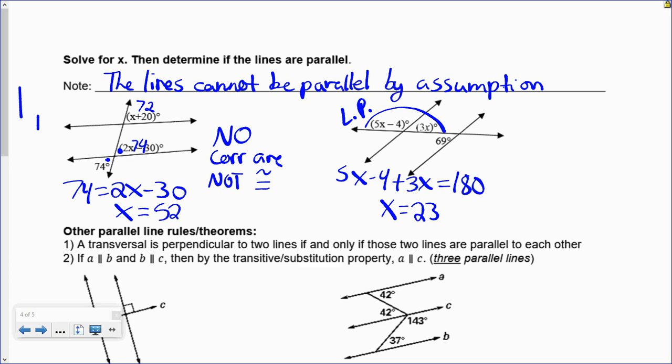Now that I know what x is, how do I verify if lines are parallel? Daniel? Plug into the 3x. Okay, so what do I get? 69. So if that's what the angle is based on x, can I conclude that the lines are parallel? Yes. Based on what? Alternate interior angles. Yes. Well, okay. Is it just the theorem? It's the converse.